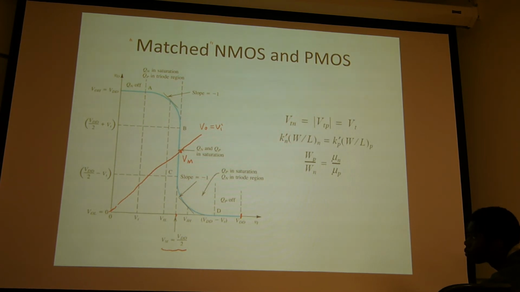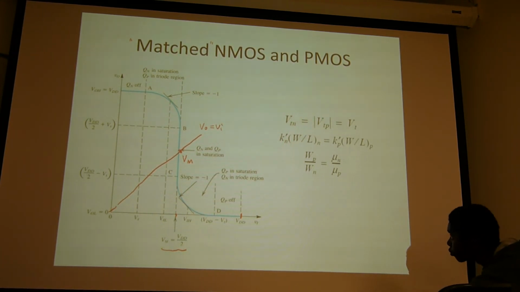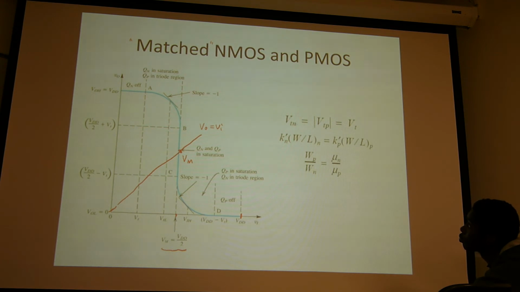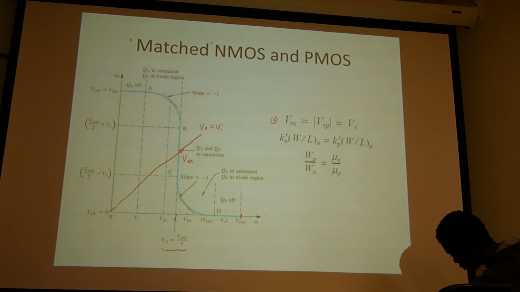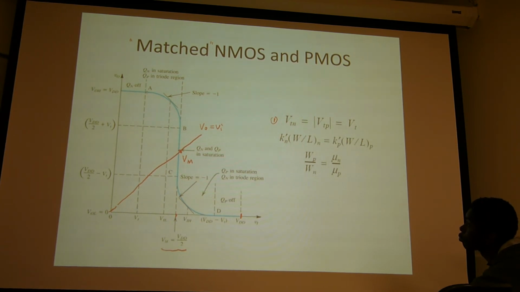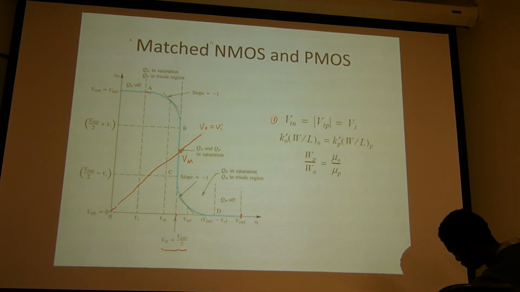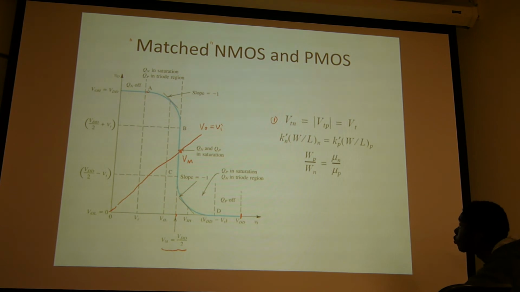So to make this matched condition, we need to satisfy the following. First of all, the NMOS and PMOS should have the same threshold voltage. This is the first condition. Because that threshold voltage will determine where the decay of this happens. So you want to be symmetric. So then NMOS and PMOS should have the same threshold voltage.